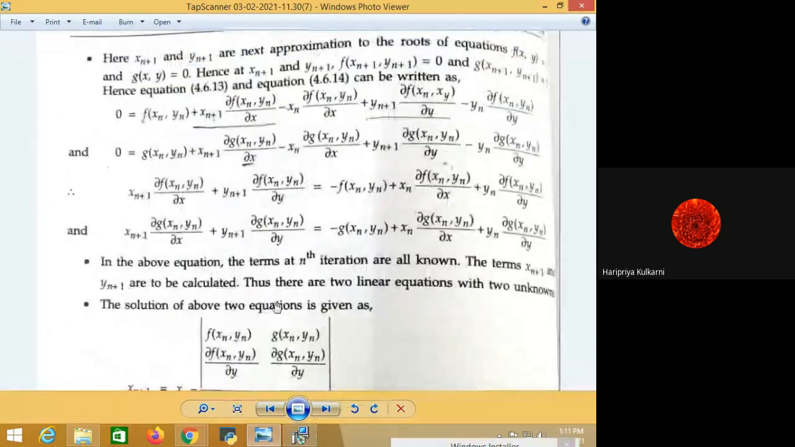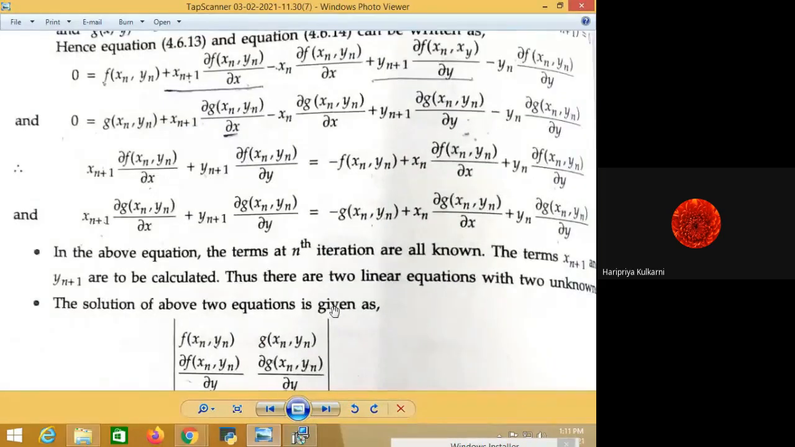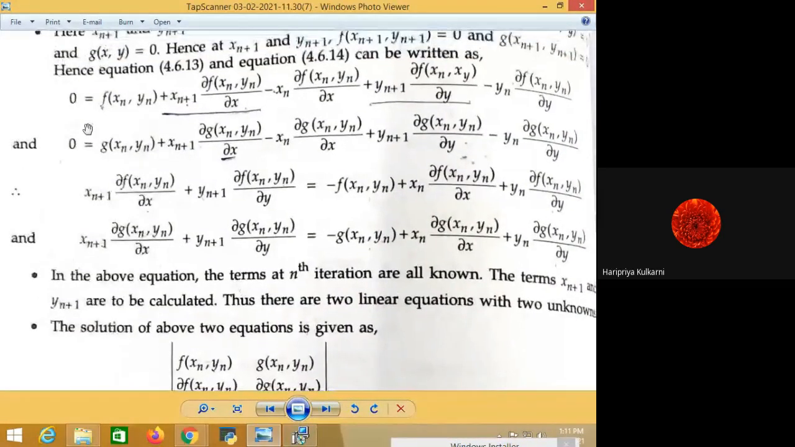Now I am writing the same equations, only I am equating them to 0. Okay, so this was our first equation: 0 equal to f of xn yn plus this is the x term, this is the xn term, this is the y term. Only I am writing x terms together, y terms together. Okay, now the same is the case for g. This is the second equation.